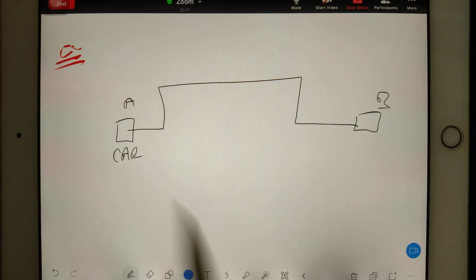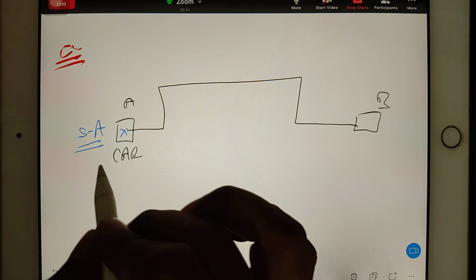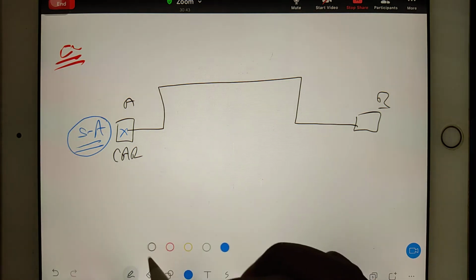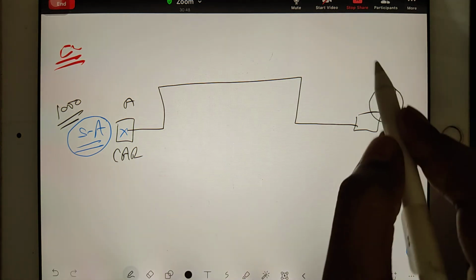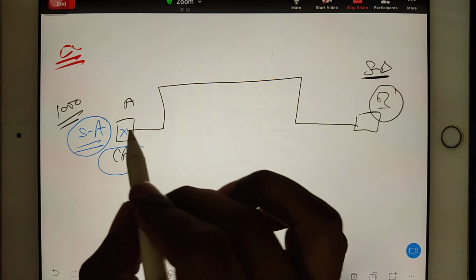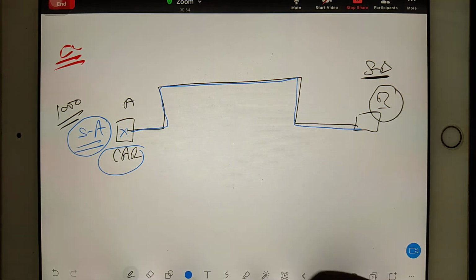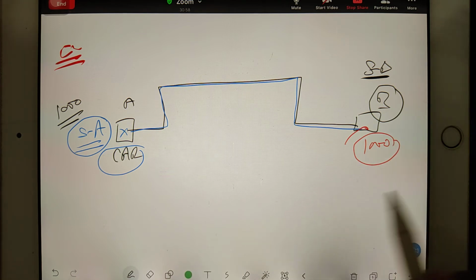Okay, and in the car, suppose a student A is sitting, and student A has borrowed 1000 rupees from a friend, student B. Now student A is using the car and going to student B's place, and student A will deliver the 1000 rupees. Okay, and the borrow is done.